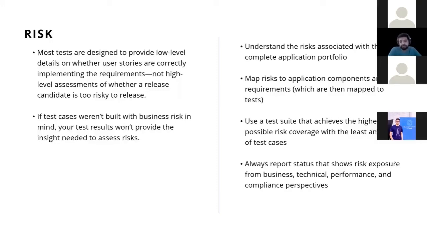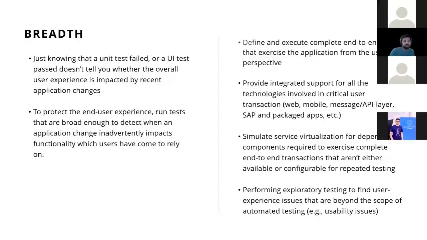So that is step 3, where you create a test suite that achieves the highest possible risk coverage. In test automation, we try to achieve the highest test coverage. But in continuous testing, we try to achieve the highest risk coverage. And then when we finalize our tests, our report should expose this risk exposure to all the stakeholders. So everyone should understand the risk involved with the current release and the latest features we have built. So that is the risk component. The second component is breadth. So what is breadth?